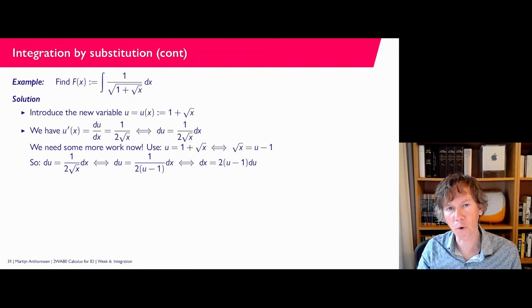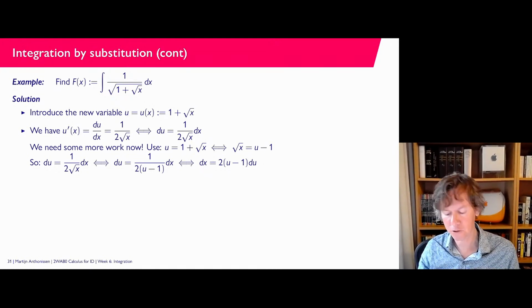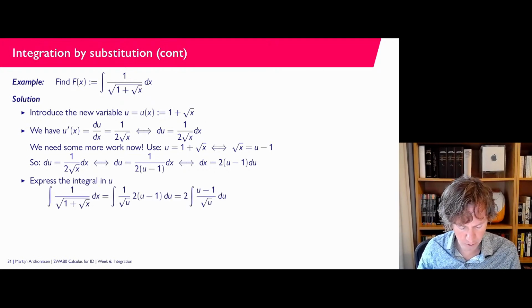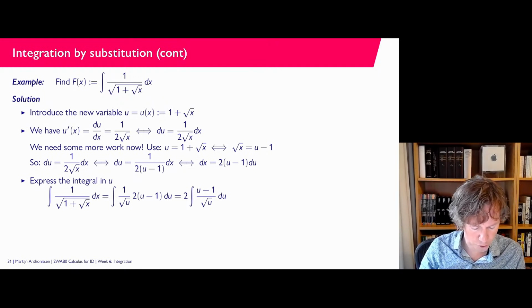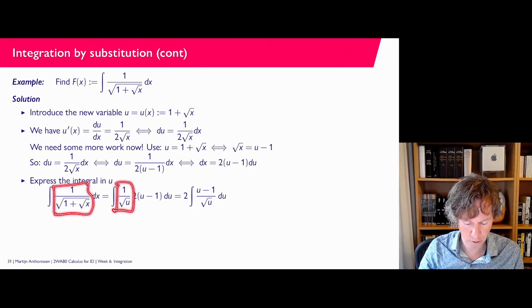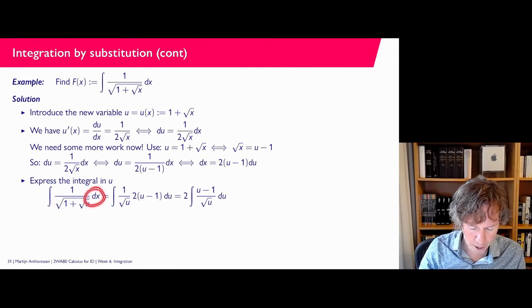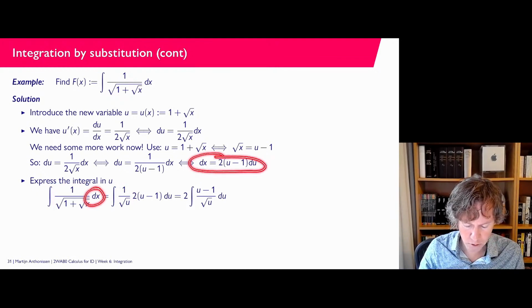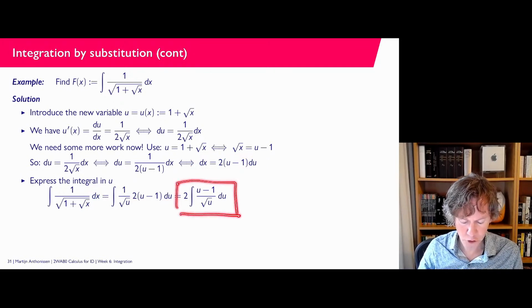And now we can write the whole integral in terms of u and do the integration. So you see that this is a bit more involved. We need more work here for this example. So if I express the integral in u, this bit here becomes 1 over square root of u. That's great, that's just as it worked before. For dx, we now have a more complicated expression, 2 times u minus 1 du. And then we have this thing. So this is the original integral, but then in terms of u.